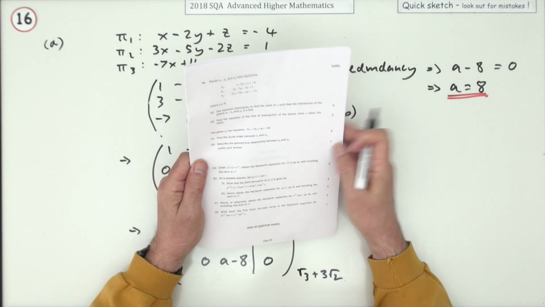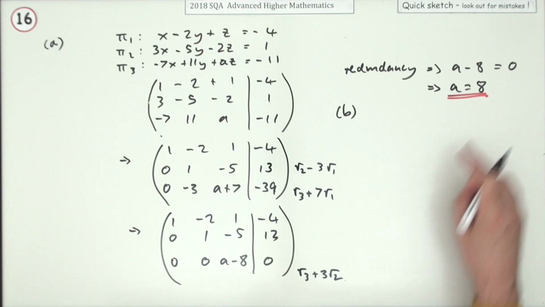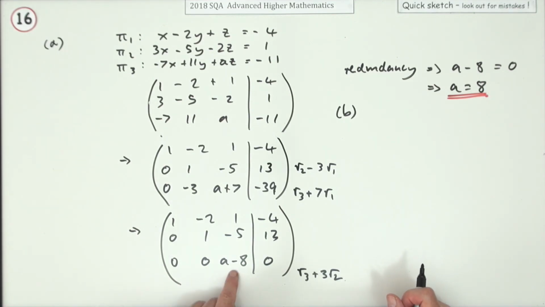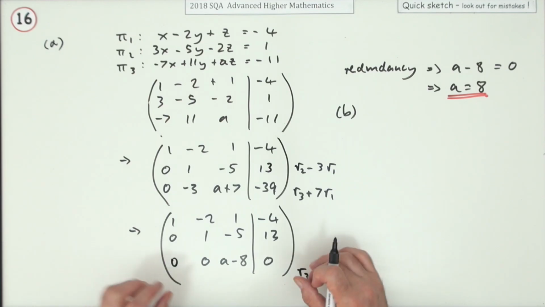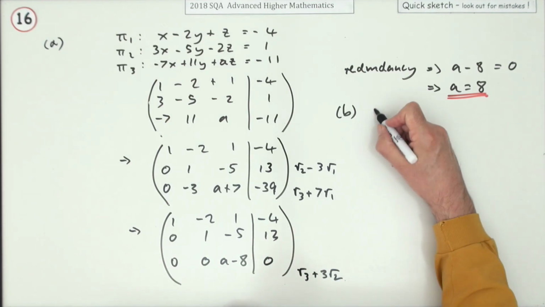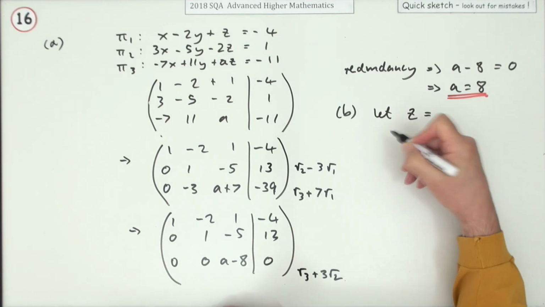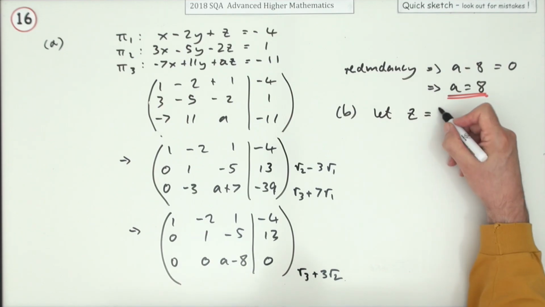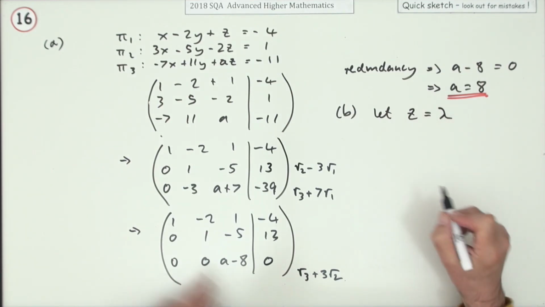Part B. So what is the equation of the line of intersection when a takes this value? Well, if a takes this value, that's a 0 at the bottom. You've got a redundancy, which means effectively z can be anything. So you just let z be anything. You could even call it z, but usually you go for something like lambda. So step back up.